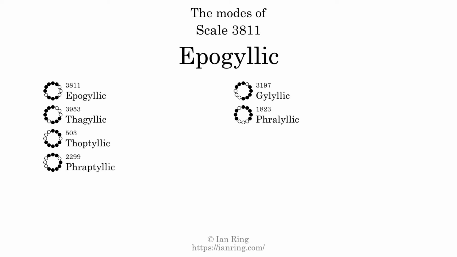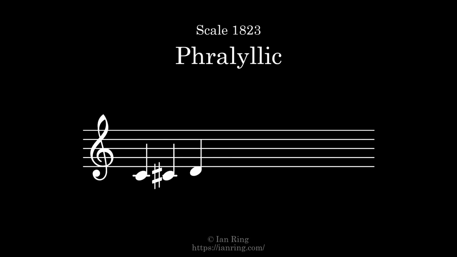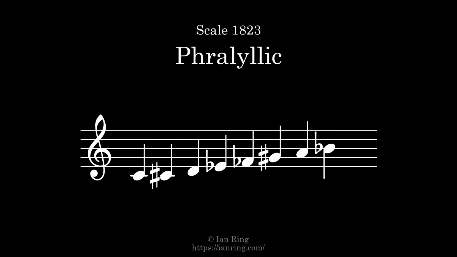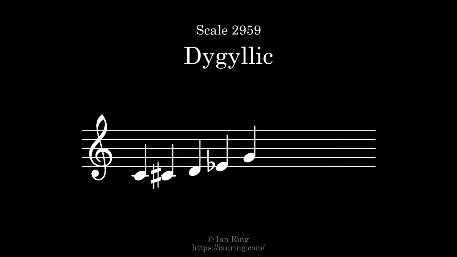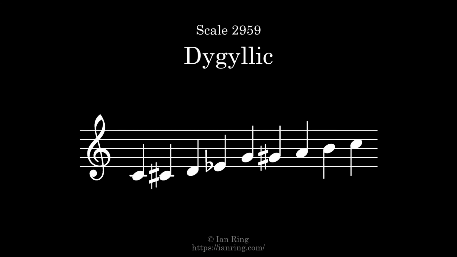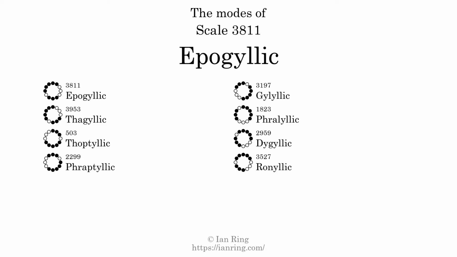The sixth mode is scale 1823, also known as Fractalic. It sounds like this. The seventh mode is scale 2959, also known as Epogyllic. It sounds like this. The eighth and last mode is scale 3527, also known as Fractalic. It sounds like this.